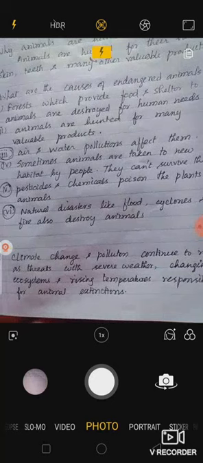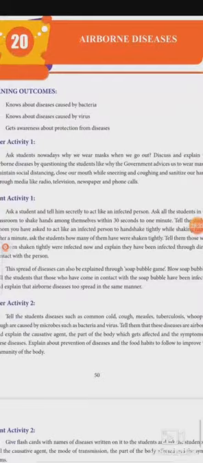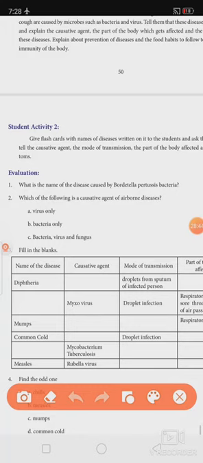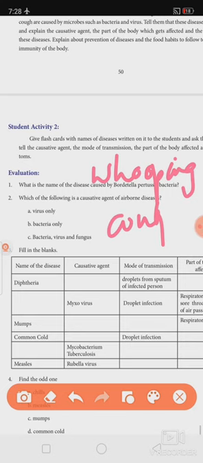Next we need to see the 20th lesson, the final lesson. The 20th lesson is airborne diseases. The first question is, what is the name of the disease caused by Bordetella pertussis bacteria? That is whooping cough. This is the answer. Next one: which of the following is a causative agent of airborne disease? Bacteria, virus and fungi. All the microbes can be transferred through air.